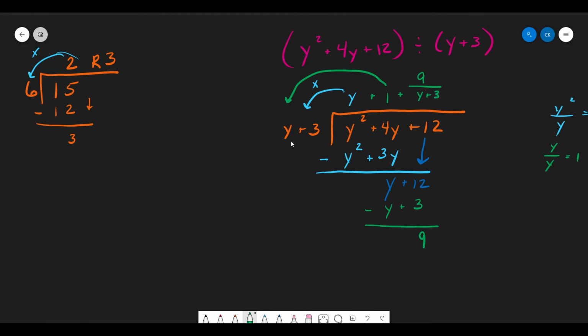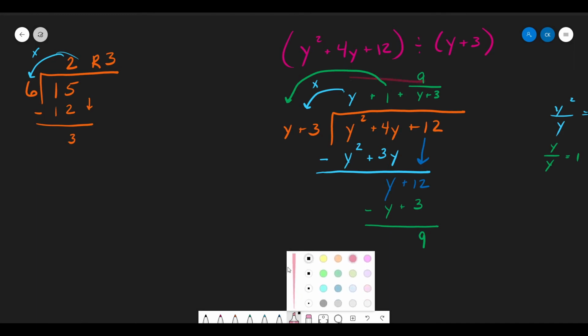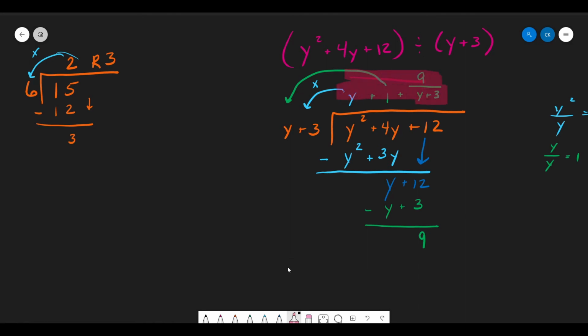That is how you write a remainder when dividing a polynomial by a polynomial. You put the remainder on top, and you put the number out front, or the polynomial out front, on bottom. And now, all of this on top, that's your answer. So my answer to this problem would be y plus 1 plus 9 over y plus 3. This would be the final answer.